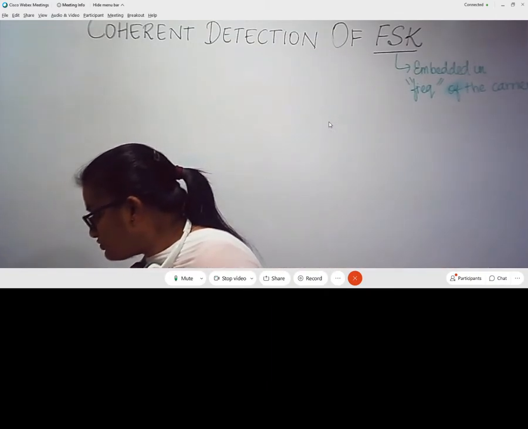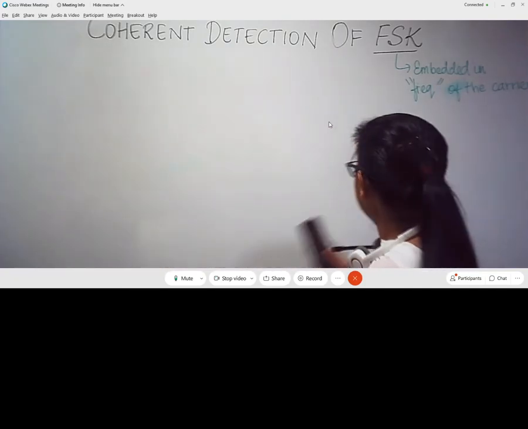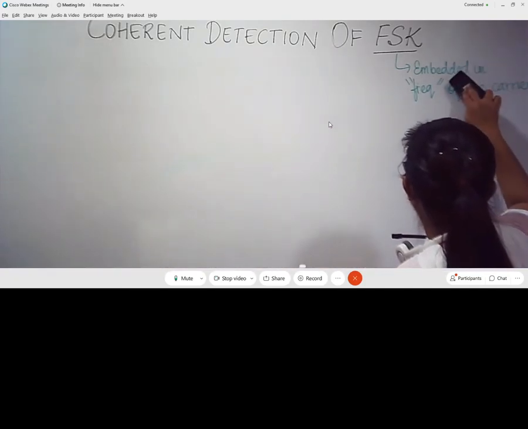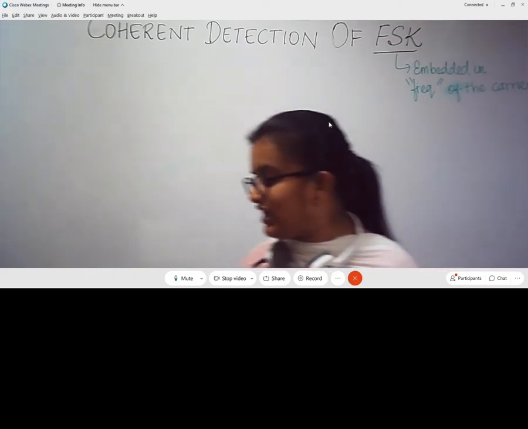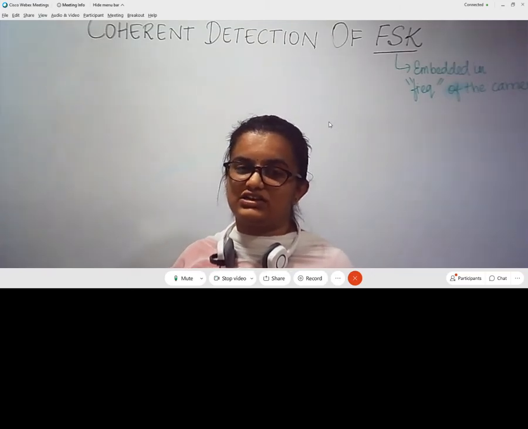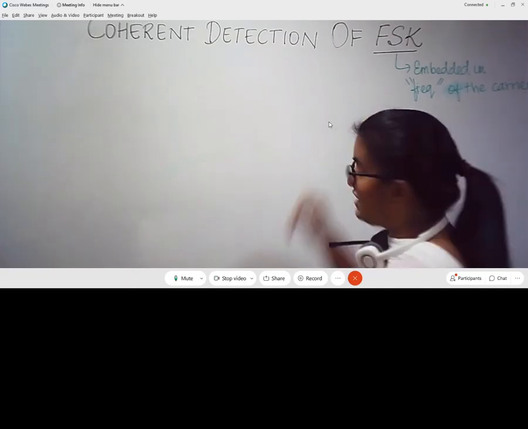Okay. So the information, that is ones and zeros or the symbols, are conveyed by a particular frequency that we can use in order to inform the receiver that I am sending this particular symbol. So this is how we can send the information.